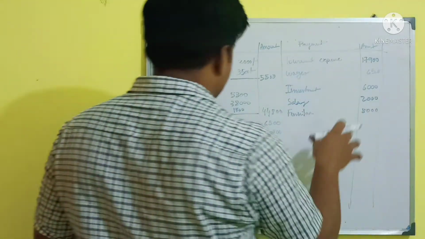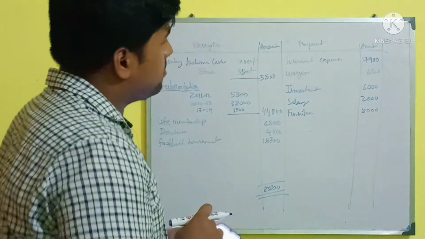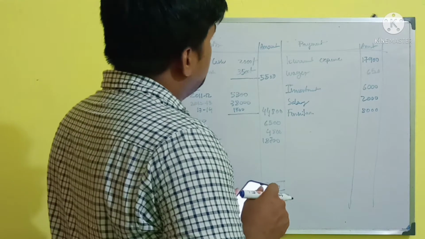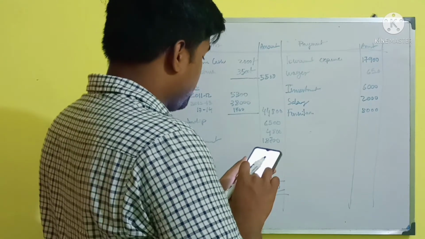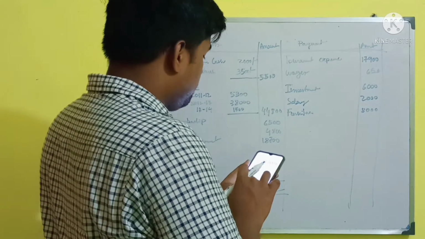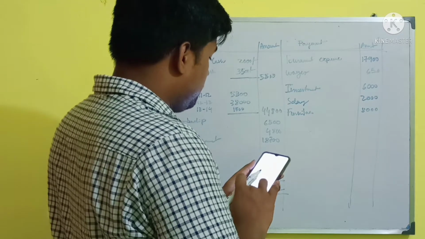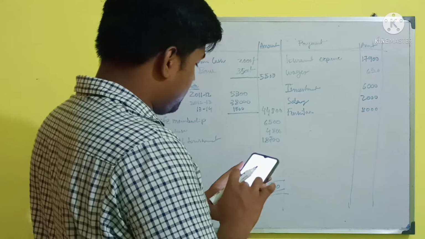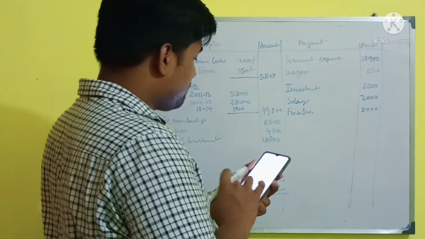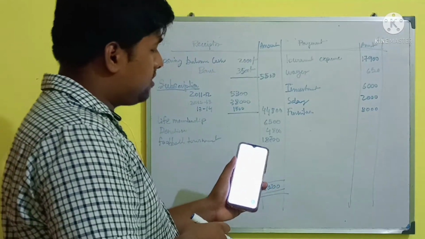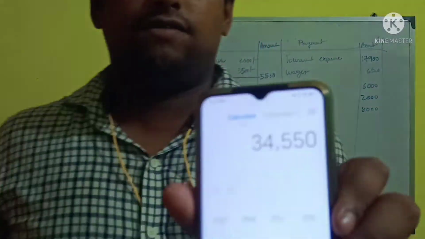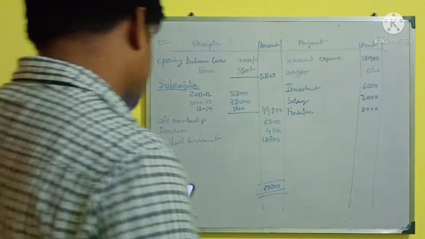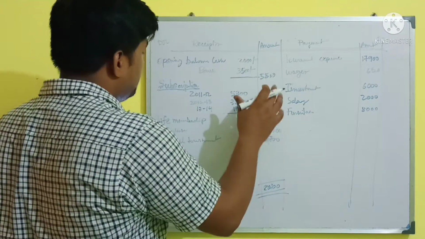Let's total the payment side. The payment side is 17,900 plus 650 plus 6,000 plus 2,000 plus 8,000. It is showing that the total is 34,550. So the bigger side is the receipt side.